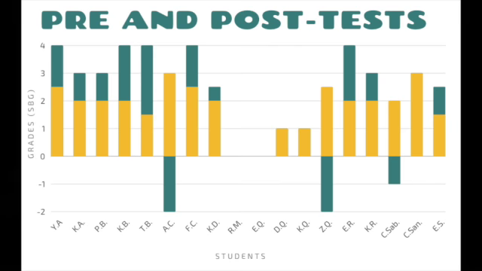So here are the results of the pre and post test together. In yellow, you can see each of the students' scores on the pre-test. And in the turquoise color, you can see the improvement from where they were to their final score. So for the first student, you can see that this student had a 2.5, and between when they took the pre-test and the post-test, they went from a 2.5 to a 4.